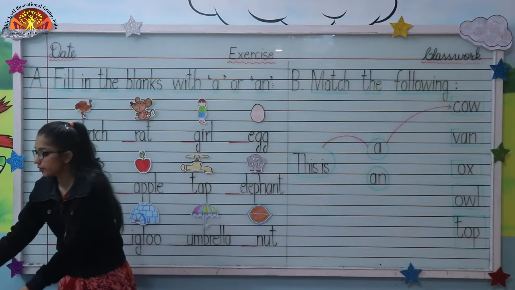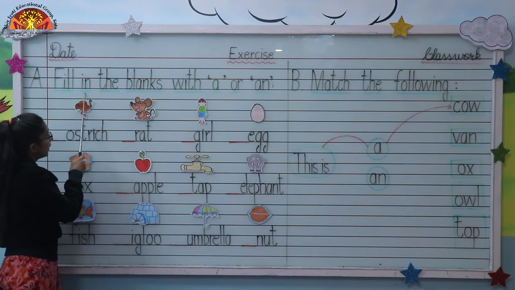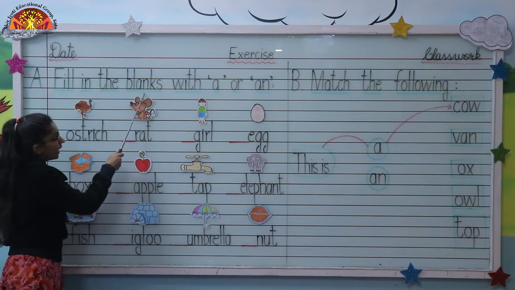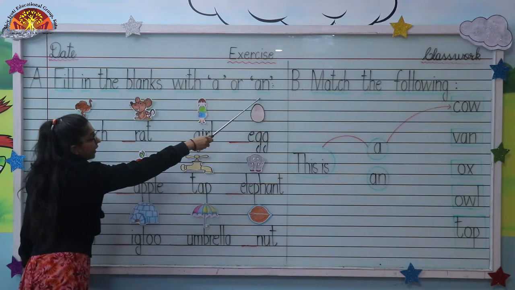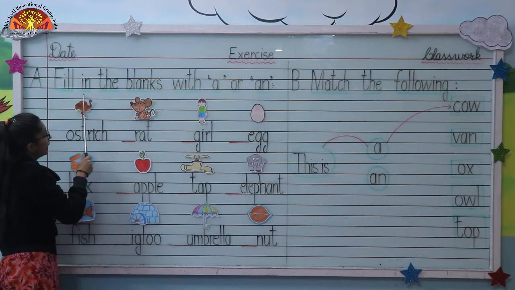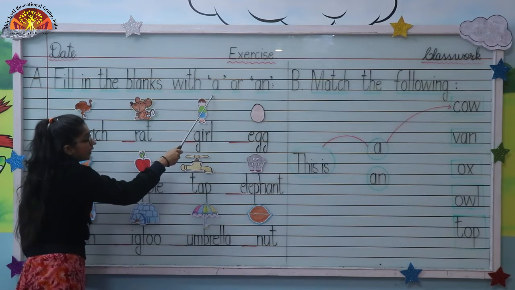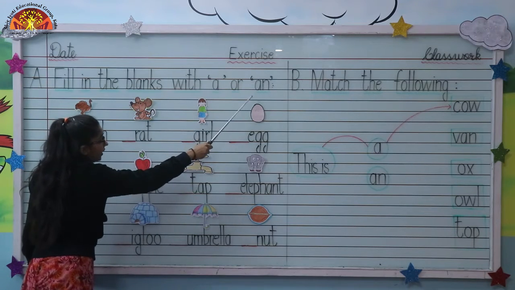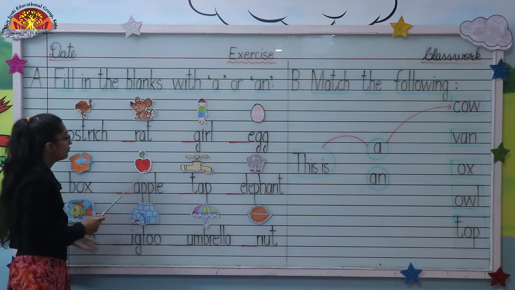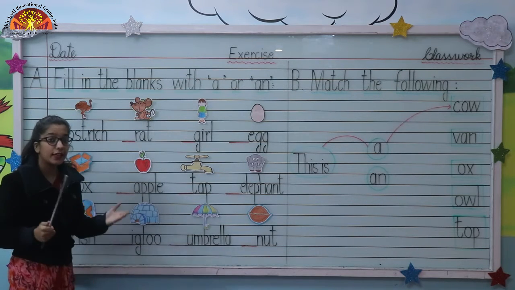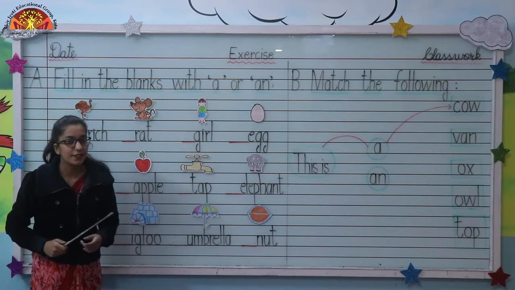So kids, first we will read the question. Look here. Fill in the blanks with a or an. So kids, some pictures and their names are given. We have to fill these blanks with a or an. Okay kids? So take out your pencil.